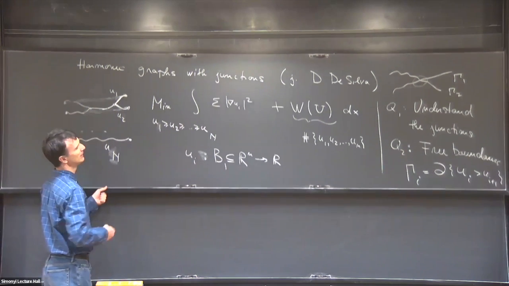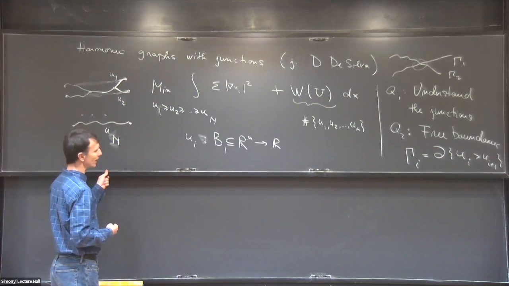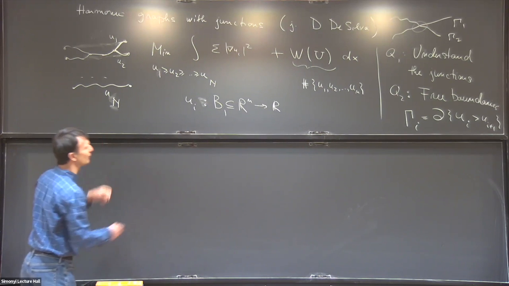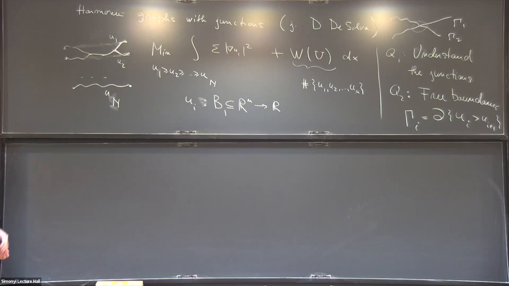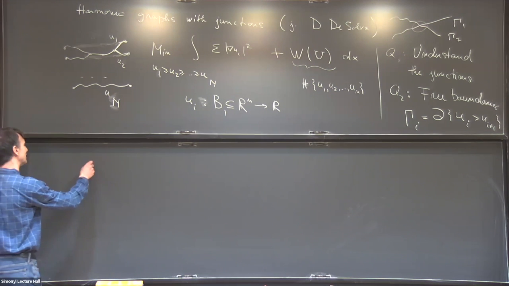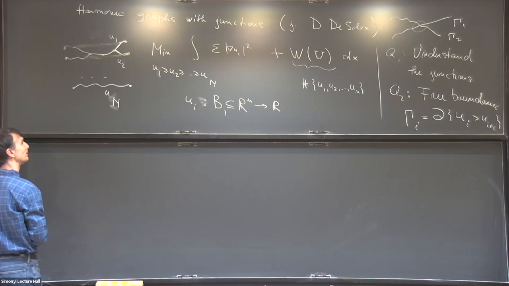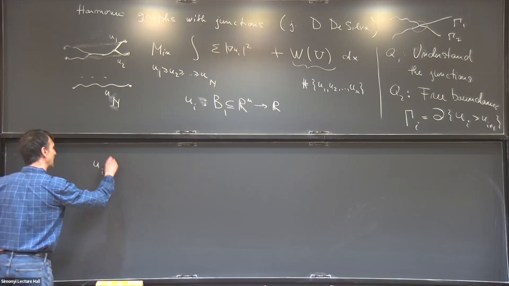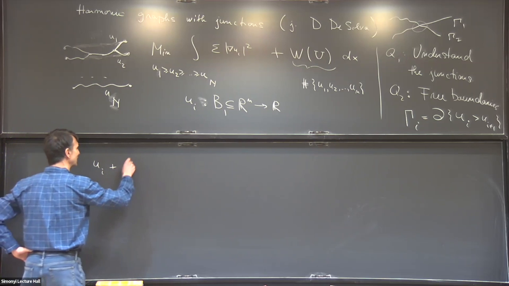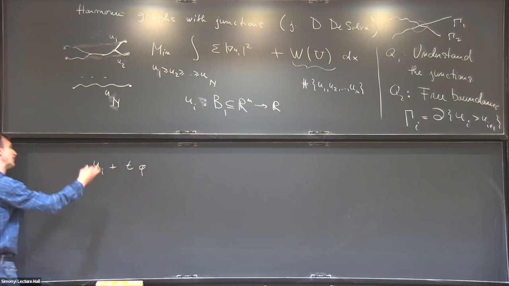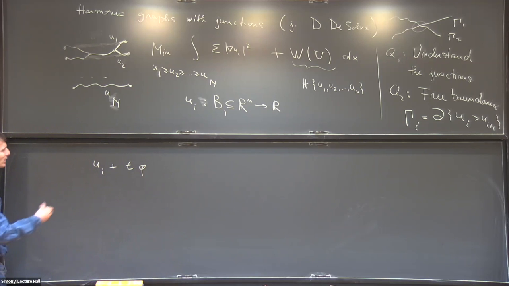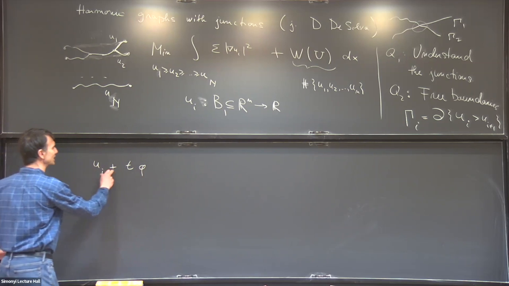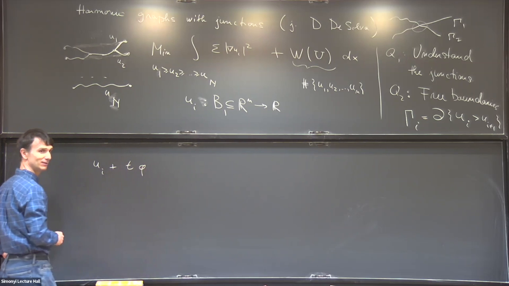Okay, let me say a few general things about the model. One can say from the very beginning that if you look at Ui and you add the same function, t times phi, with phi being a function with compact support, then u plus t phi are still admissible.